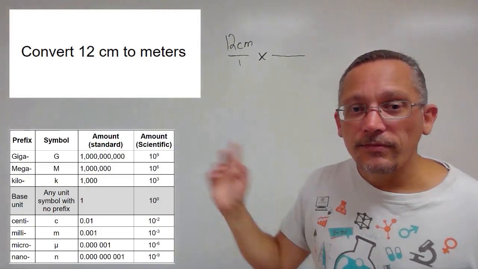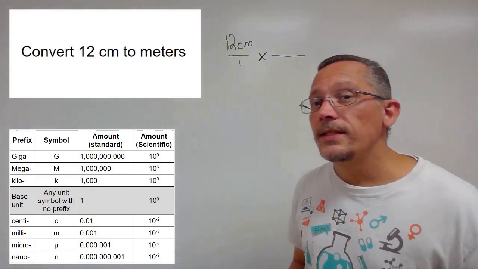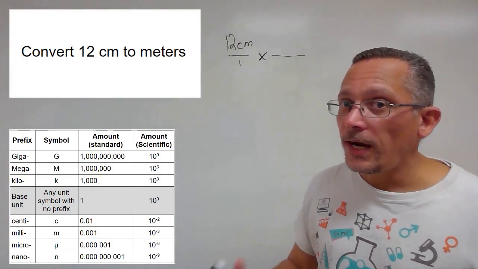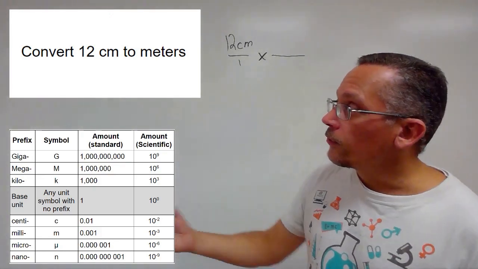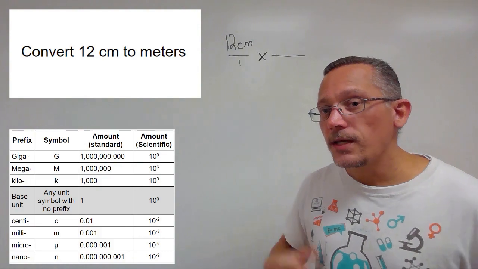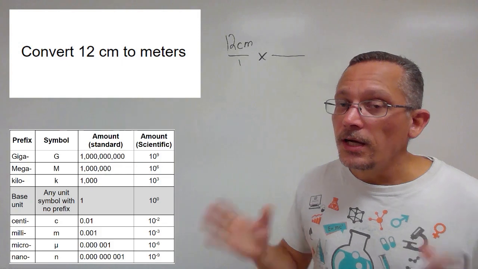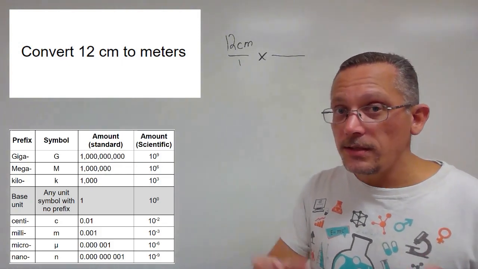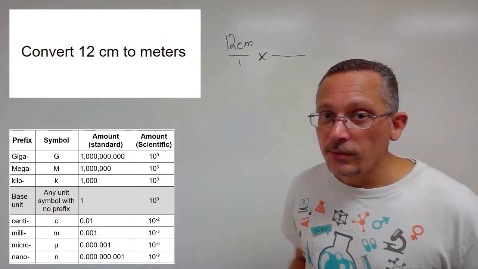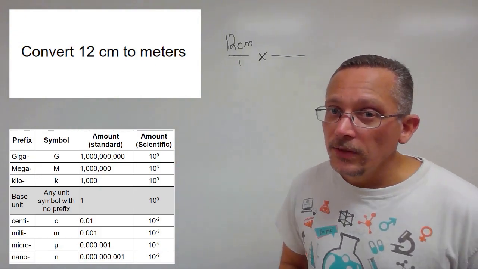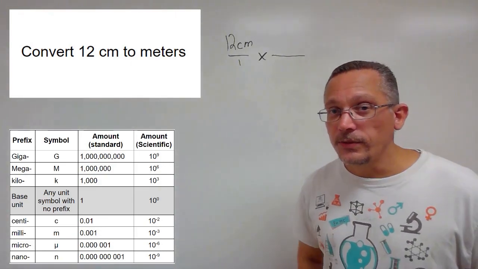And I look at my chart, I find centi, and I can see that it's 0.01 or 10 to the negative 2. You can work with either number you feel more comfortable with, right? You can work with the standard number, 0.01, or you can work with the scientific notation number, 10 to the negative 2. Using those scientific notation numbers is going to make it a little bit easier to set up the problems, right? So I would encourage you to use those numbers. If you're not that comfortable with them though, you can use the standard number, it'll still work. I'm going to use the scientific notation number.